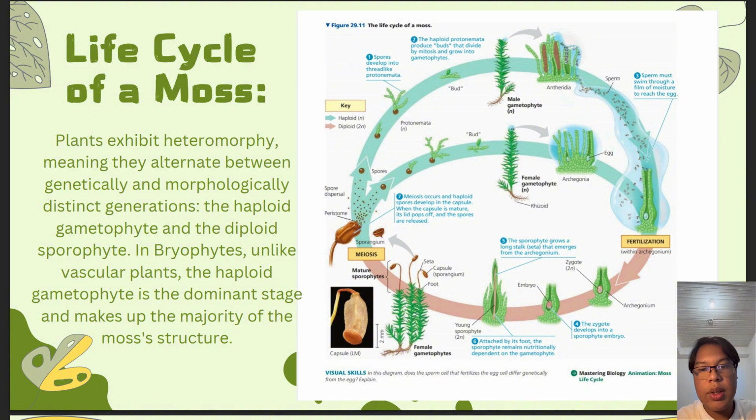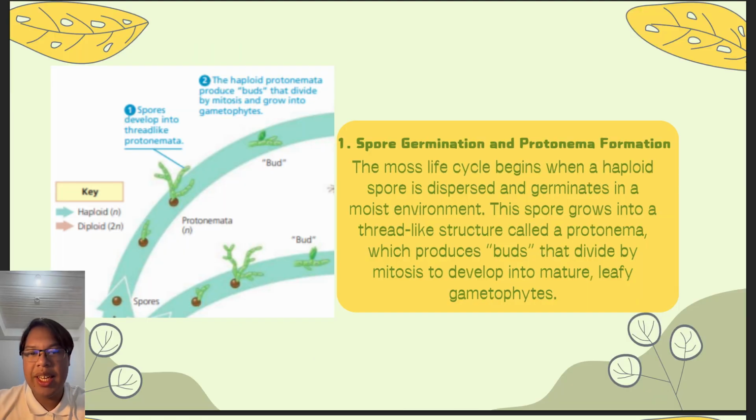But before that, it is worth noting that plants alternate between two very distinct generations, the gametophyte stage and the sporophyte stage. For bryophytes, the gametophyte stage is the dominant stage and it makes up most of the moss's structure. So with that being said, we can start with the first segment, which is spore germination and protonema formation. So to start, the moss cycle begins with a haploid spore. When it lands and grows in a moist environment, it germinates and grows into a thin, thread-like structure called protonema.